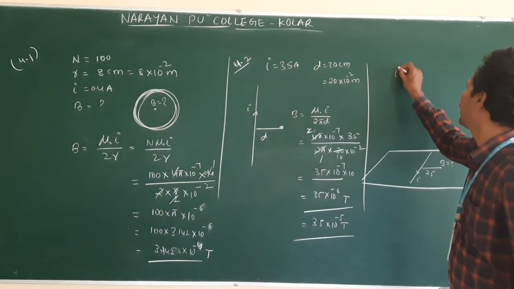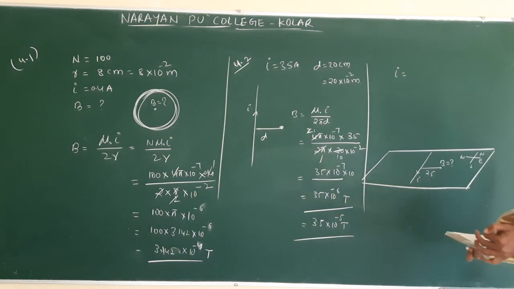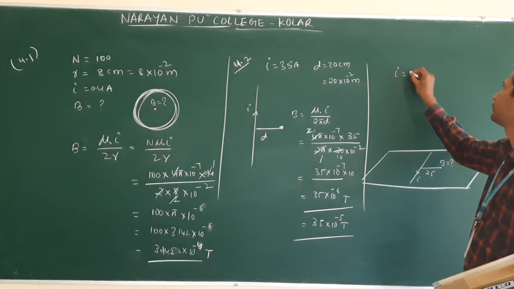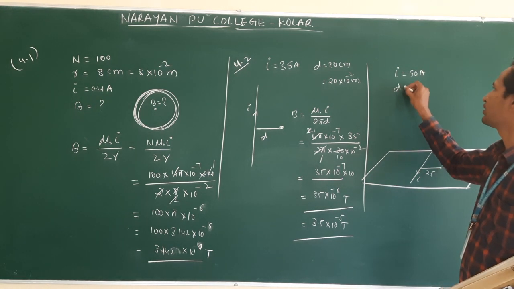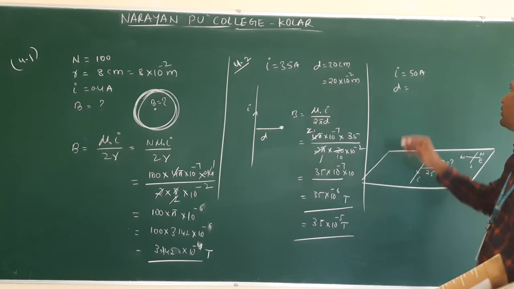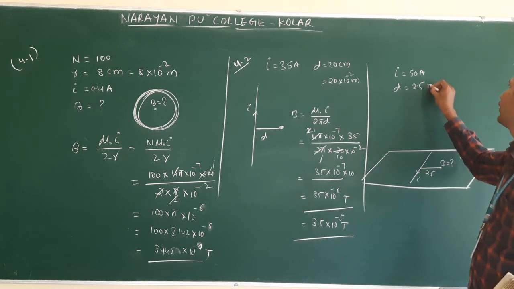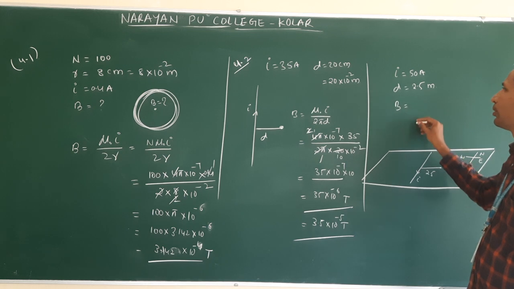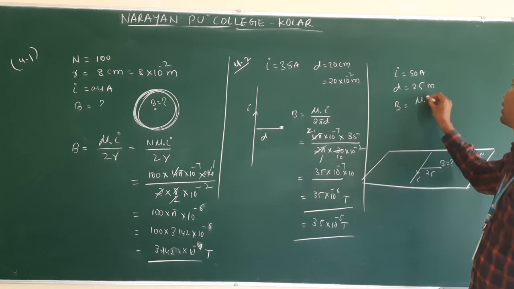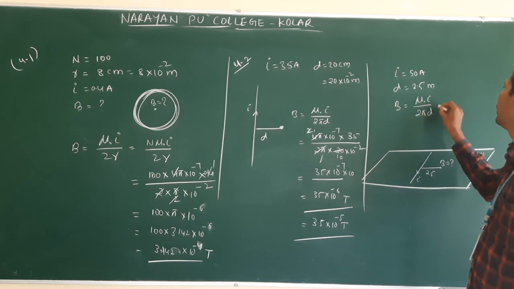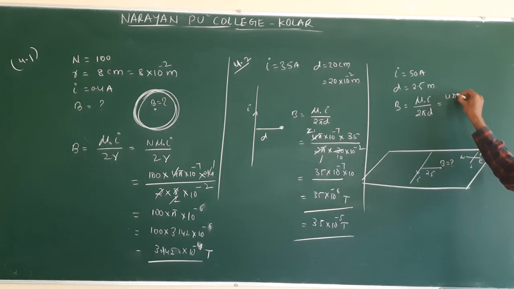Clear? Now current is given, I is equal to 50 ampere and distance D is equal to 2.5 meters. No need to convert, directly they given meters. B is equal to mu naught I by 2 pi D, 4 pi into 10 power minus 7 into 50 by 2 pi into D is 2.5. You do calculation, you will get the answer.